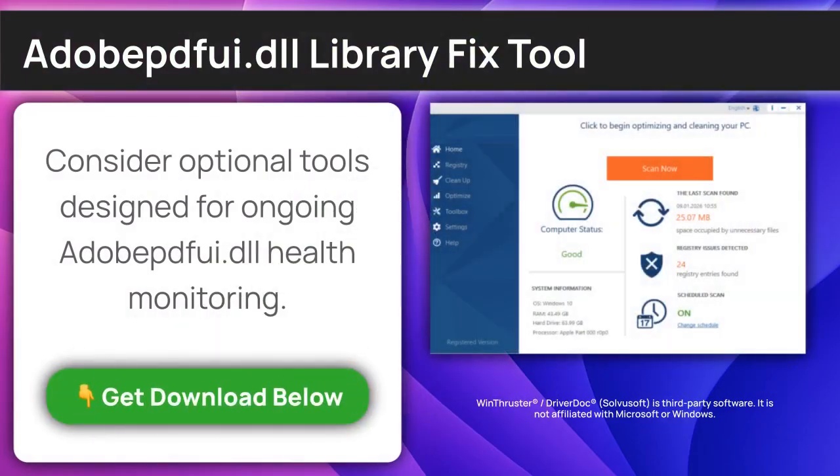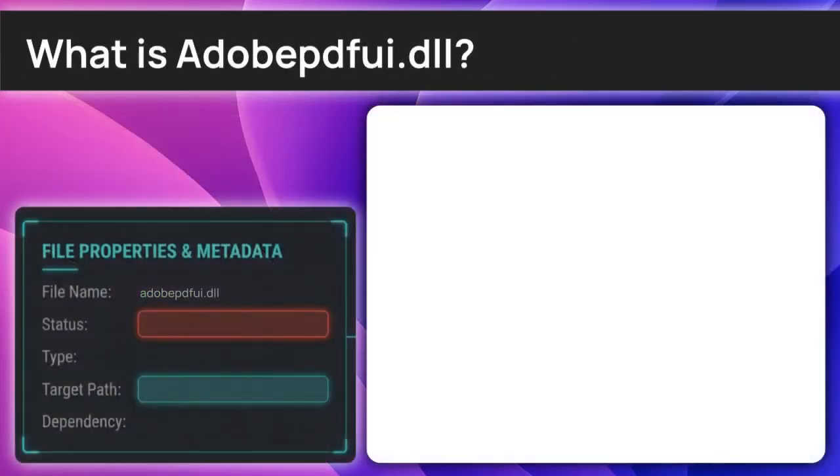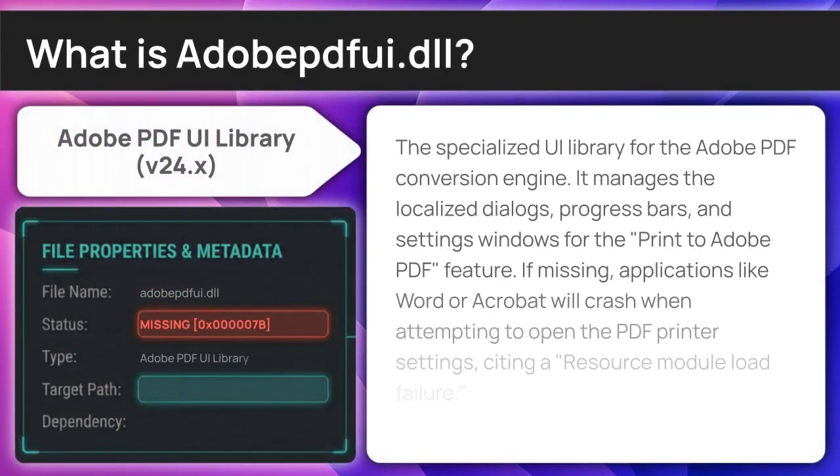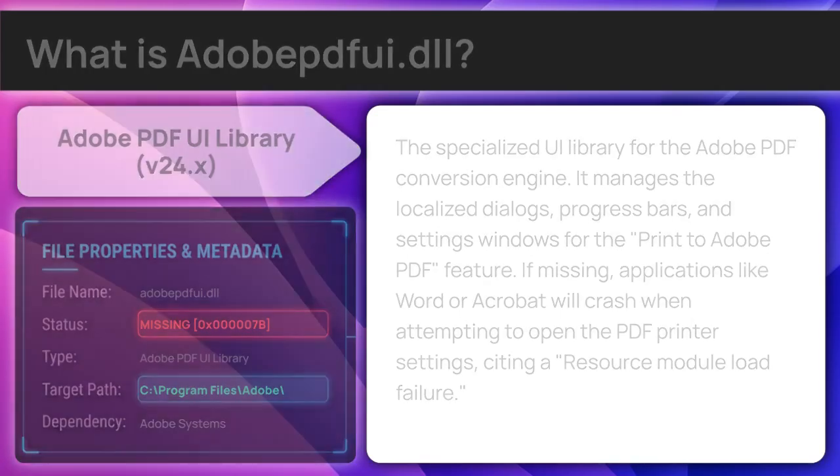for your libraries. This is the Adobe PDF User Interface, the specialized UI library for the Adobe PDF conversion engine. It manages the localized dialogs, progress bars, and settings windows for the Print to Adobe PDF feature. If missing, applications like Word or Acrobat will crash when attempting to open the PDF printer settings, citing a resource module load failure. With the why out of the way, let's focus on getting you running again.